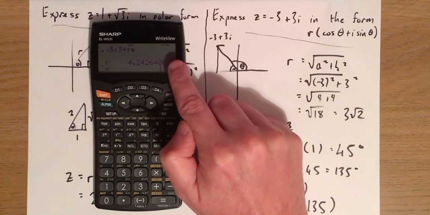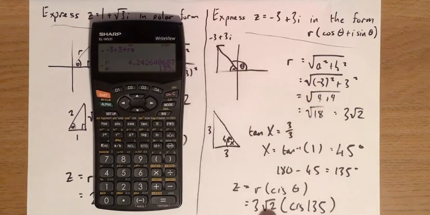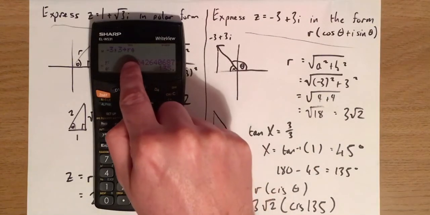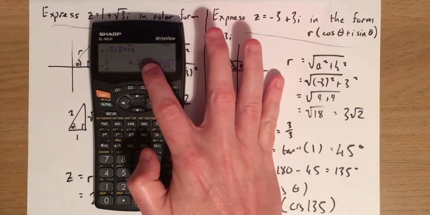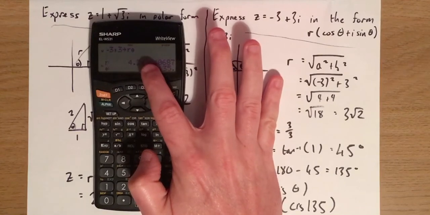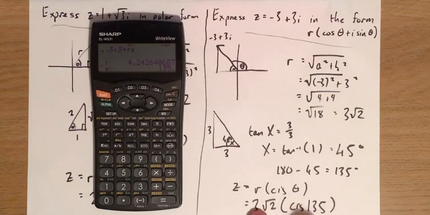It gives me the modulus in decimal form rather than as a surd. I want that as a surd. Whenever you give something as a decimal, you're rounding off. You're losing a little bit of accuracy. So I don't want to write this r as 4.24. I want to write it as 3 root 2. So the way to do it is to square that and then square root it, and you will get it in surd form.